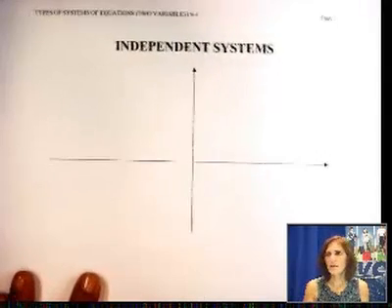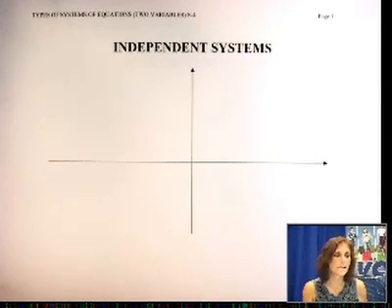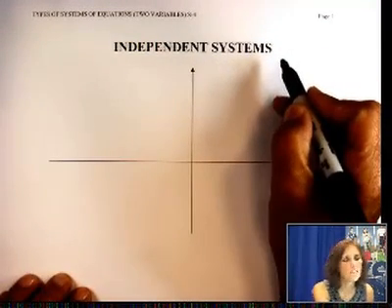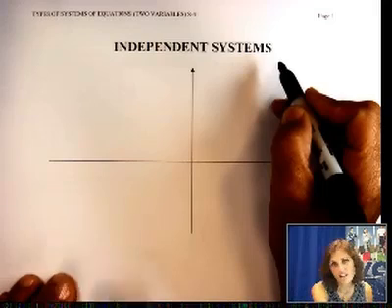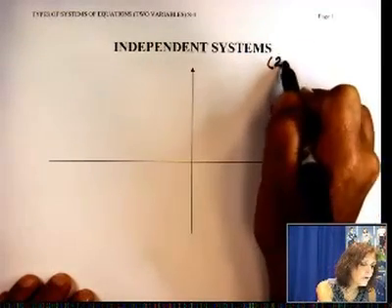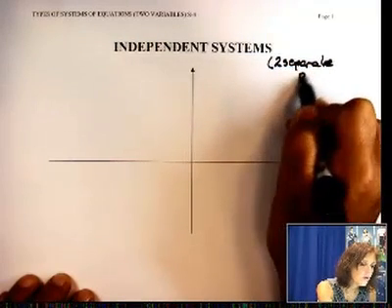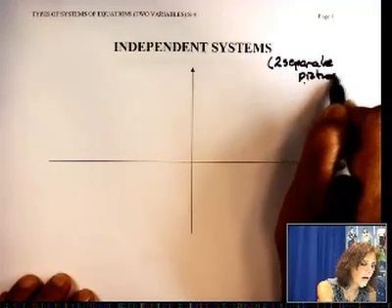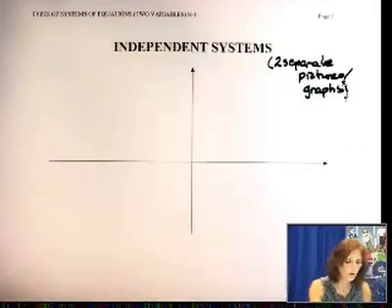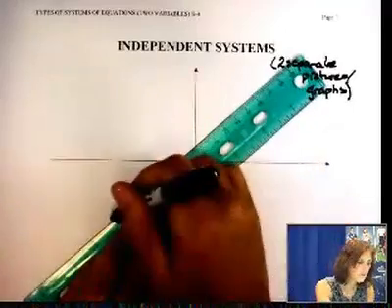Now, the first word that you can use is independent systems. That means, since we are talking about 2 dimensions, you have two linear equations. So this is what we have. We have 2 separate pictures. Since we are doing linear equations, we are talking about 2 different lines. So an independent system will look something like that.